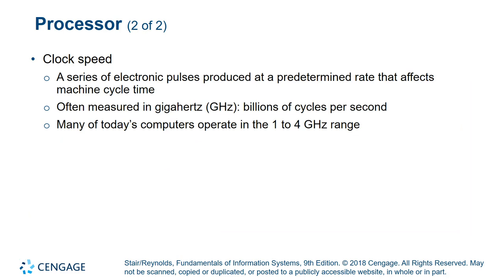So we talked a little bit about the CPU. We talked a little bit about the clock speed, in other words, how fast that computer runs. So now we're talking in the gigahertz, so in other words, billions of cycles a second. It's amazing how fast these things run.